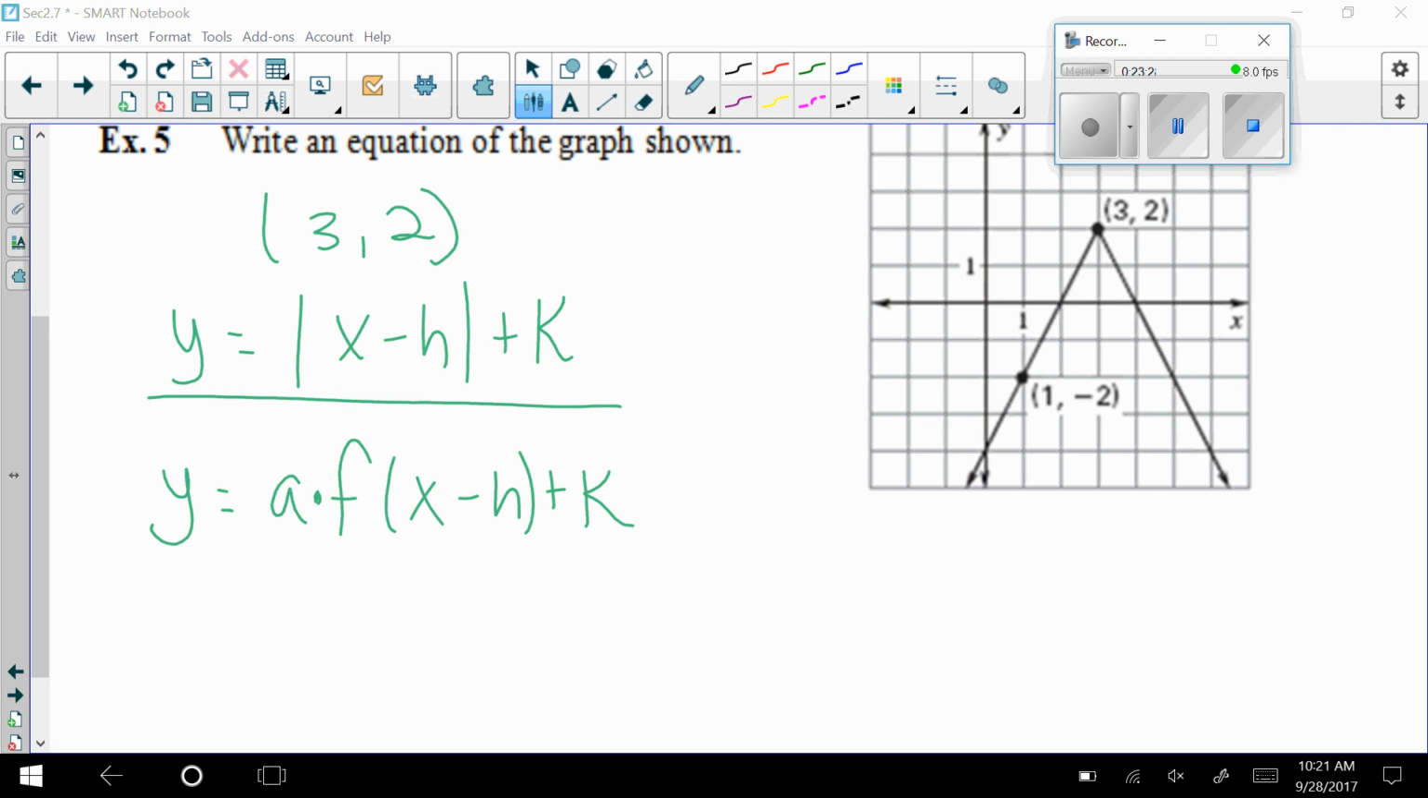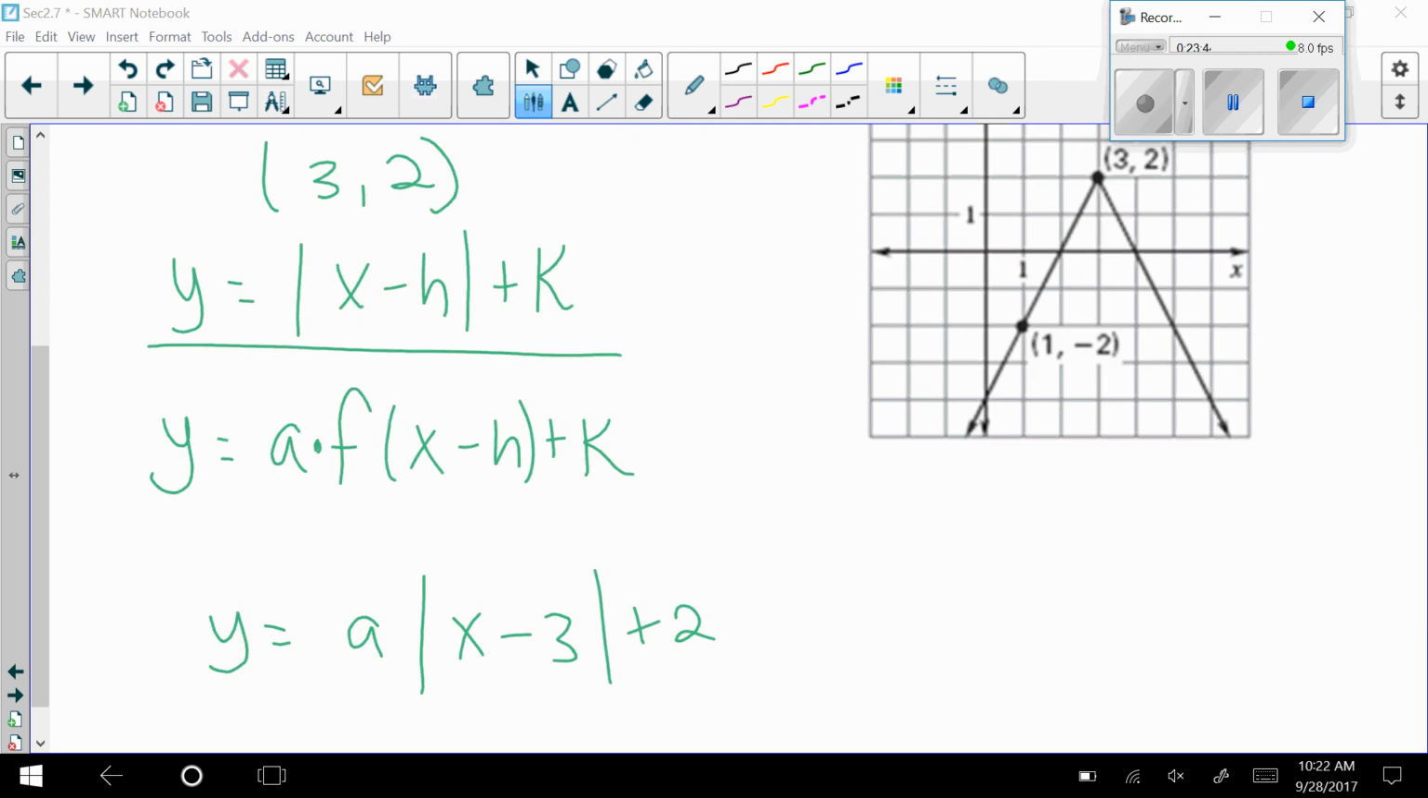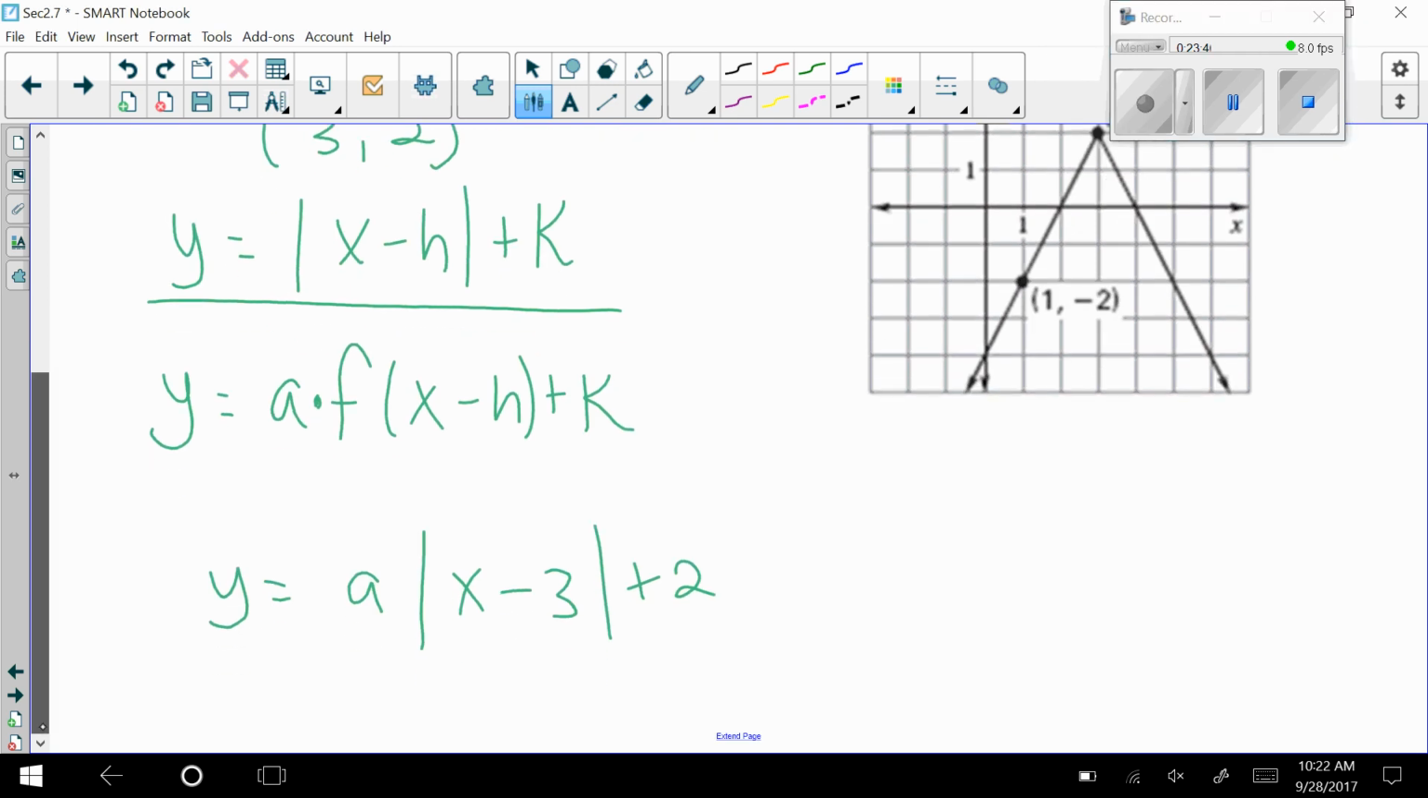And thirdly, how is the graph translated? We can look at our h and our k to determine how many units it's translated up or down, and how many units it's translated left or right. So again, looking at our graph, we can start with y equals a times the absolute value of x minus 3, our x vertex point, plus 2, our y vertex point.